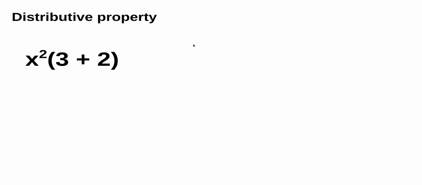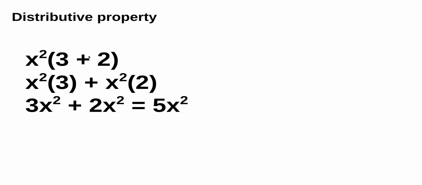How about this? There are actually two ways to do this problem. I'll do them two different ways. The first one is distributing. I take x squared and multiply by 3, and x squared and multiply by 2. So x squared times 3 is 3x squared, and x squared times 2 is 2x squared. Then you just add these together. Same exponents, you can add them. 3 plus 2 is 5, and just put the x squared.